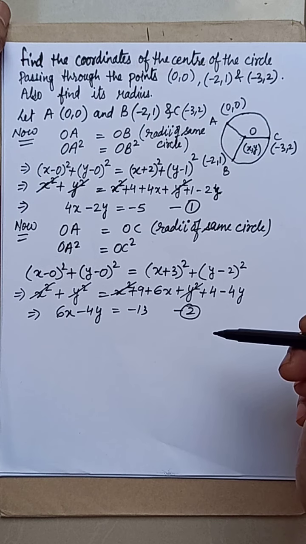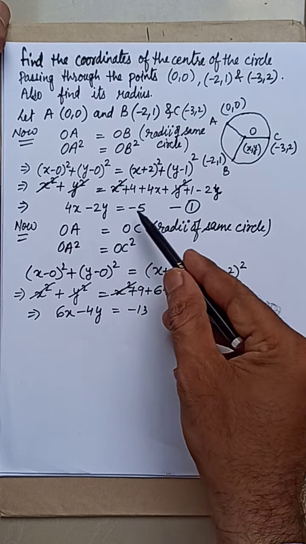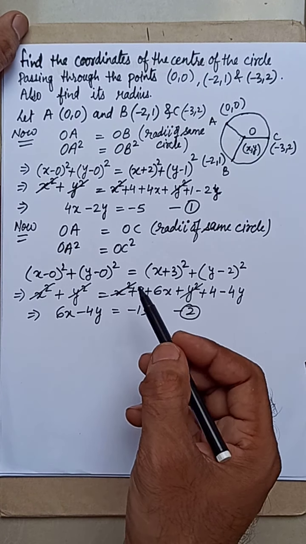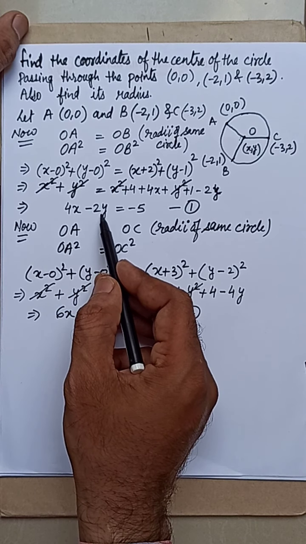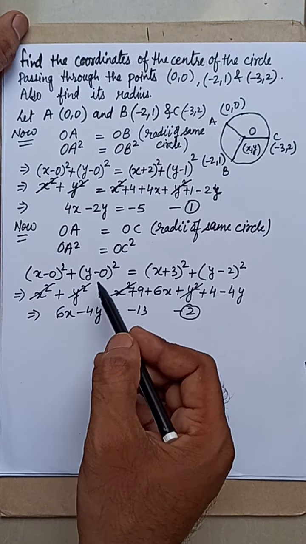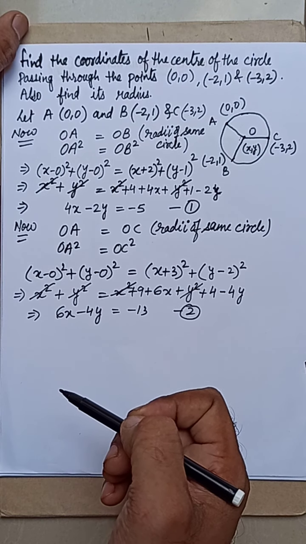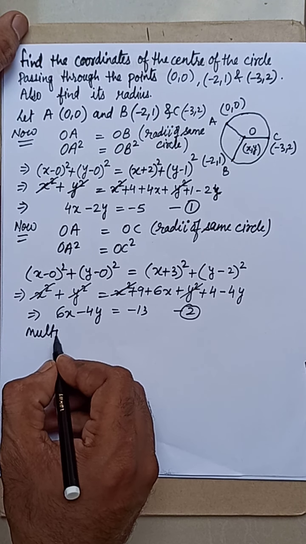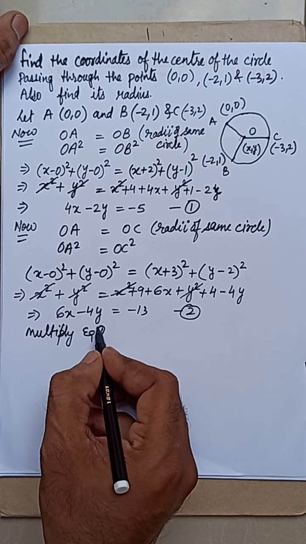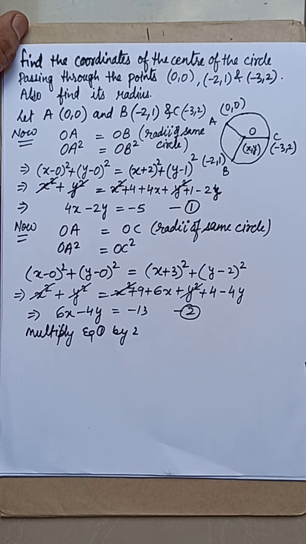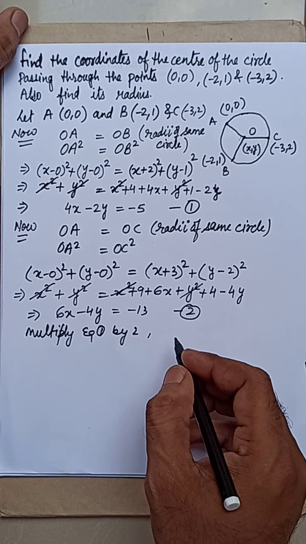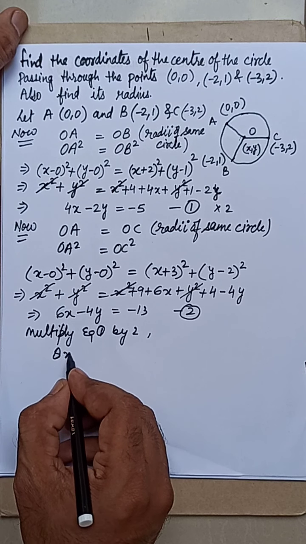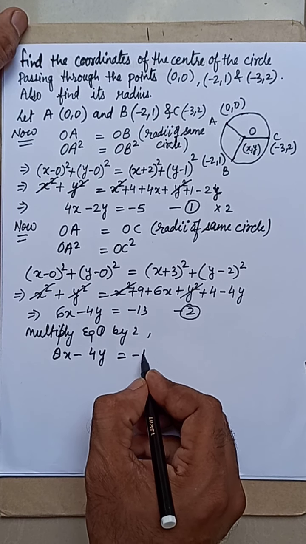Now we can solve these two equations, equation number 1 and equation number 2, and then we will get the solution. How can we solve these two equations? Here it is 4x minus 2y and 6x minus 4y, so we can use the elimination method of the linear equation. Here it is 4y, here it is 2y, so multiply equation 1 by 2 and then subtract it from equation number 2. So multiply 2 with the first equation: 2 4s are 8x minus 2 2s are 4y is equal to minus 2 5s are 10.